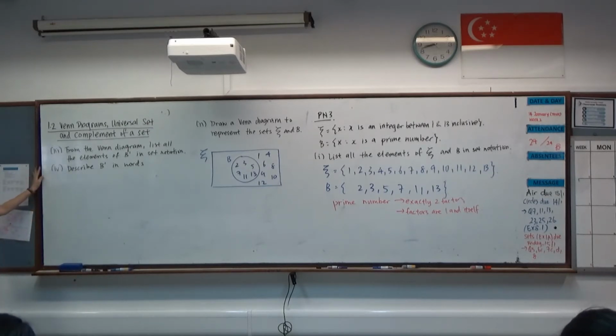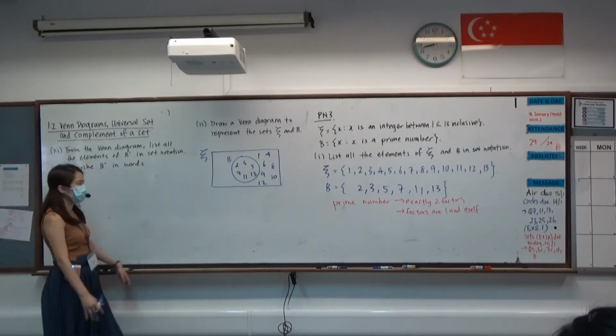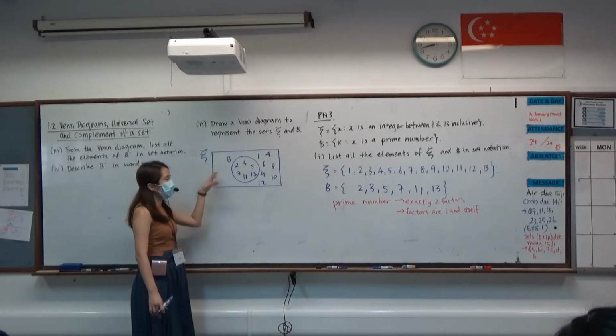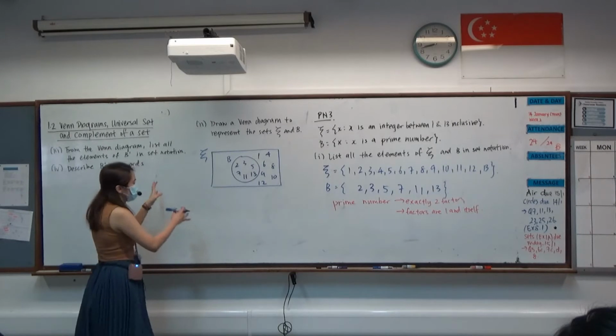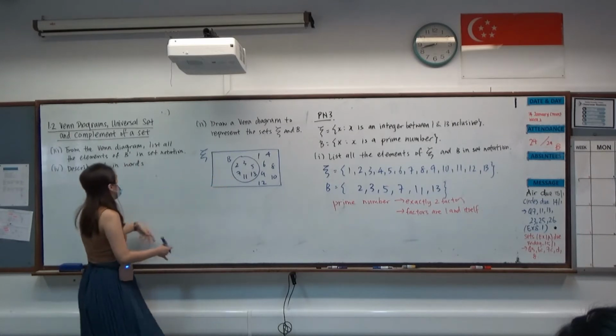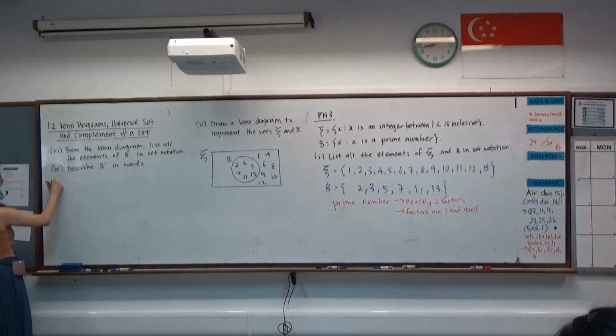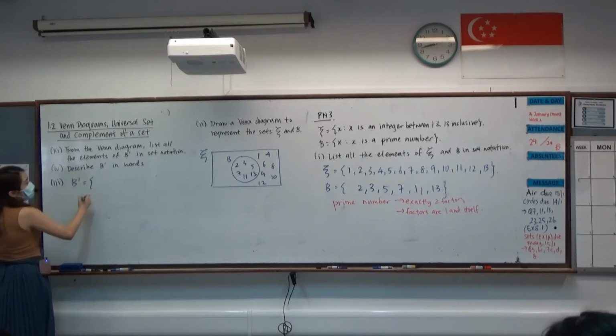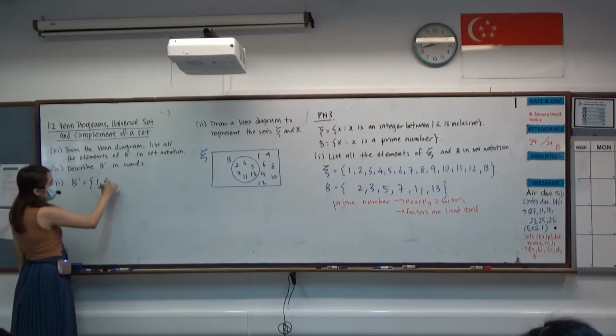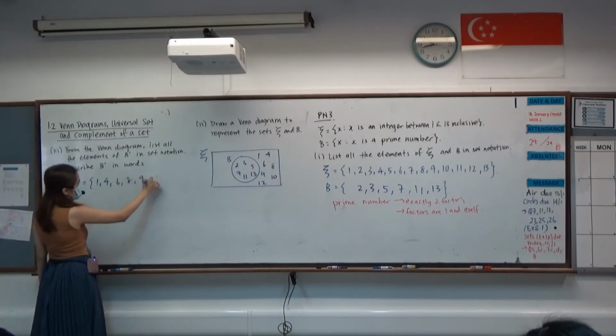Right, next we look at part 3. From the Venn diagram, it wants you to list out all the elements of B prime in set notation. The usefulness of a Venn diagram is that you can see very clearly what's going to be in the set and what's not going to be in the set. So in the complement set itself, we are going to have the elements 1, 4, 6, 8, 9, 10, and 12.